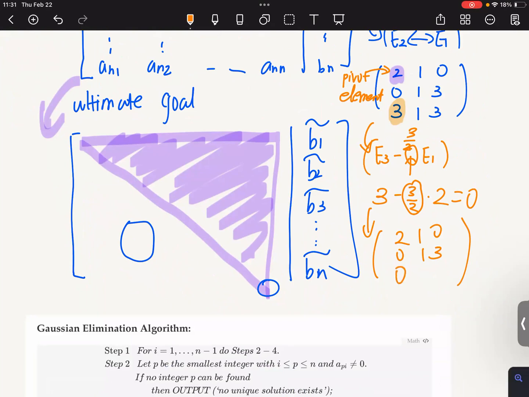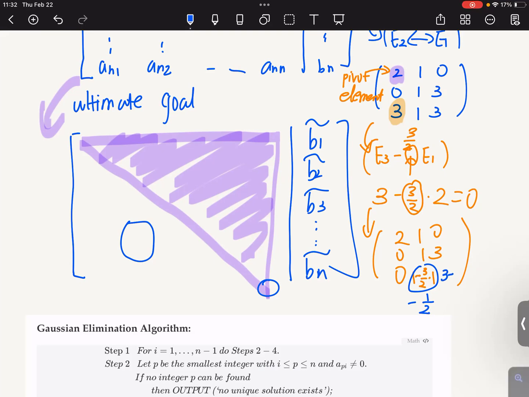And then the second element here will become 1, subtract the 3/2 times the element in the same column, but in equation 1, the row 1. That is just 1 subtract 3/2 times the 1 in equation 1, row 1. And so we got this. After some calculation, this is just negative 1/2, right?